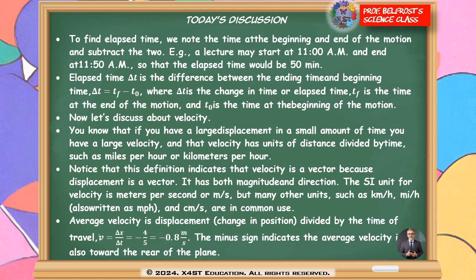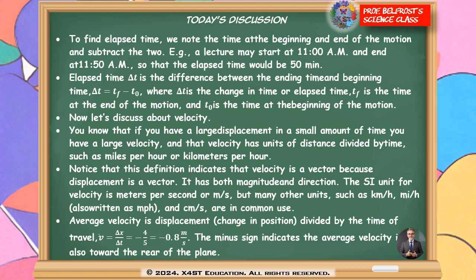So the first term about velocity is average velocity. Average velocity is just displacement divided by the time of travel. So v equals delta x divided by delta t. For example, in this example, the displacement is -4 and the elapsed time is 5, so it's about minus 0.8 meter per second. I think I missed something. This must be the quick example.